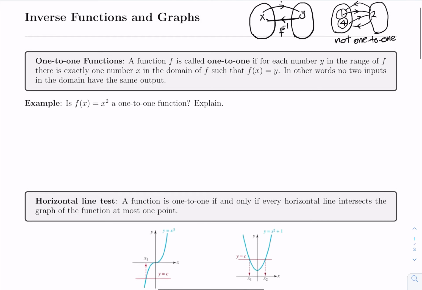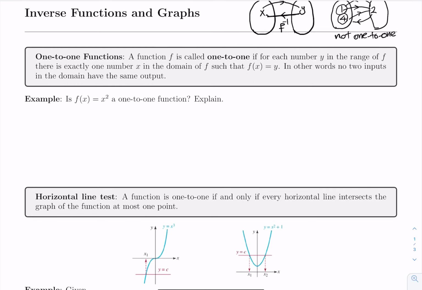Let's take a look at an example. Is f of x equals x squared a one-to-one function? Can we think of two different inputs which give the same output? Yes. F of 2 is 4. F of negative 2 is also 4. F of 2 equals f of negative 2. For two different inputs, 2 and negative 2, the output is the same. F is not one-to-one.